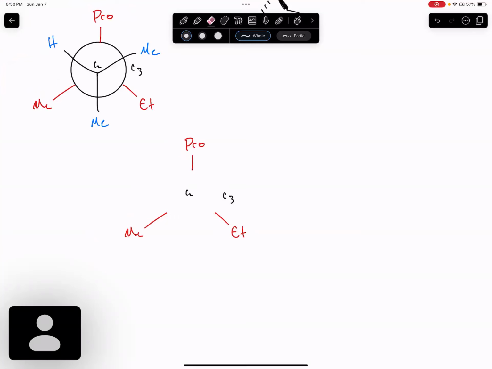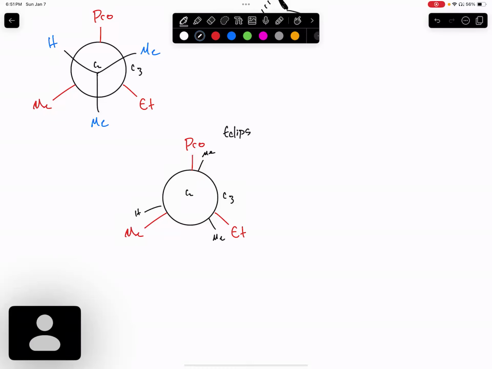So if I did the first one like this, let's see. Oops. I did the first one with methyl. That would be methyl here, and this would be hydrogen here. Is that more or less stable? Less. Would this not be the most unstable? What kind of conformation is this? Eclipse. Eclipse, right? And so this would be least stable, highest energy.